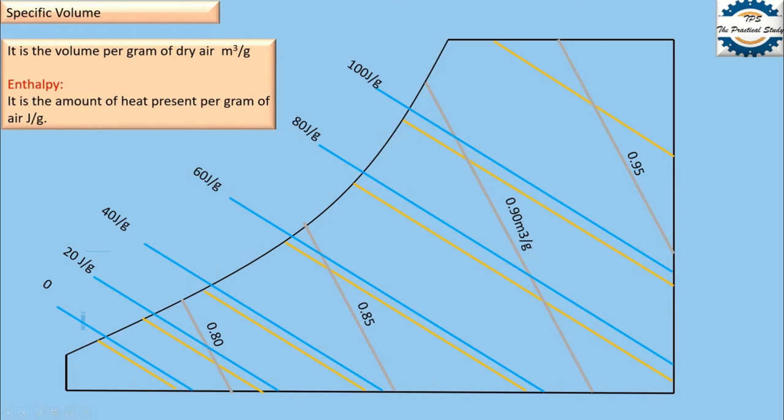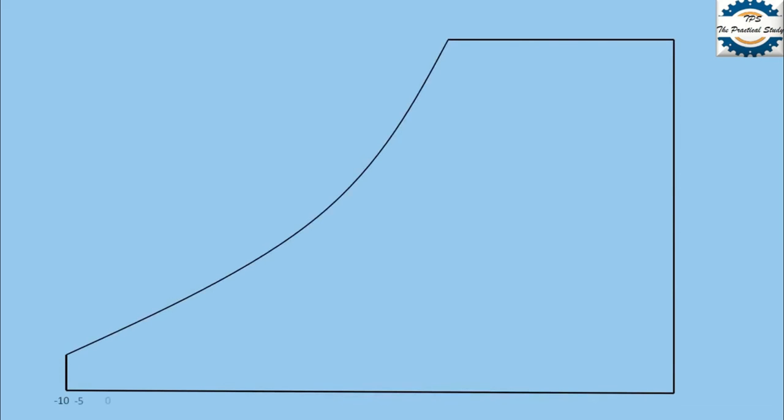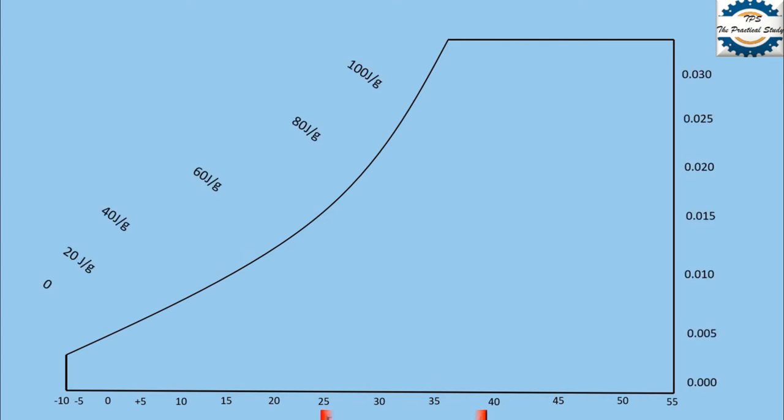Now I think, guys, we have drawn all the parameters individually. I think it's time to draw a complete psychrometric chart. Suppose this is the psychrometric chart. First we have drawn the scale of dry bulb temperature, then the scale of humidity ratio, then the scale of enthalpy, then the scale of wet bulb temperature, the saturation line, and the dew point temperature scale.